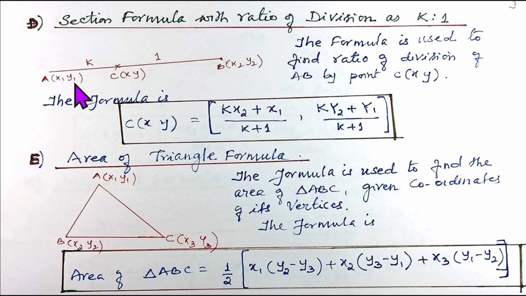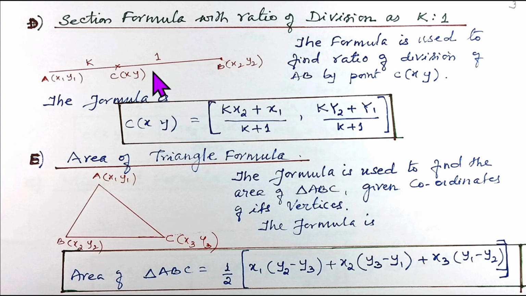Now this formula is very useful in finding out the ratio of division. So here we have just modified it. Instead of taking m and n, we have taken k:1, because that simplifies our calculation to find out the ratio of division. So let us understand what this formula is. We'll see the application later. The formula is used to find the ratio of division of AB by point C(x, y).